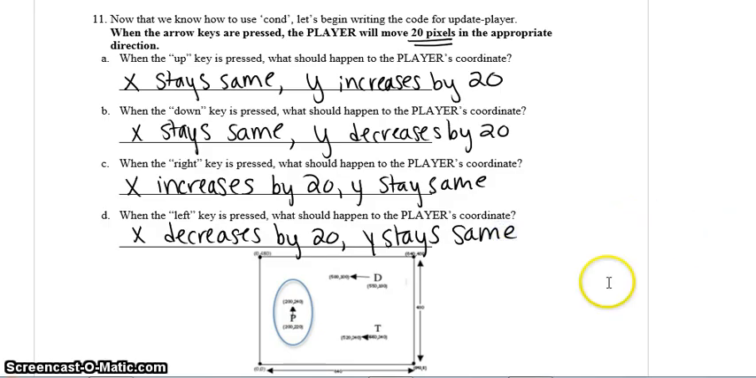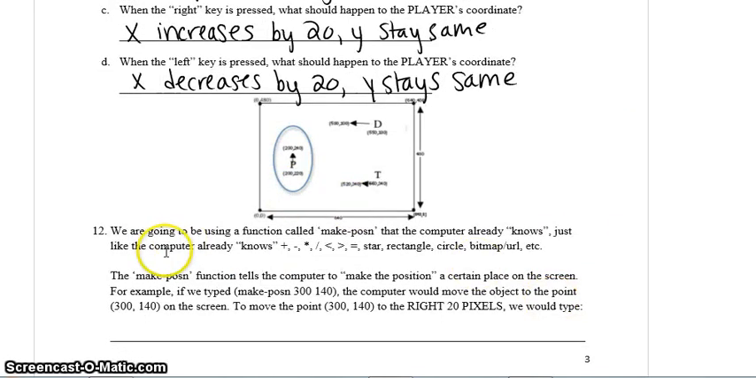So what we're going to be using in our video game is a function called makePosition, which is spelled like this, that the computer already knows. So just like the computer knows all of these functions here already, the computer also knows makePosition already. So the makePosition function tells the computer to make the position a certain place on the screen.